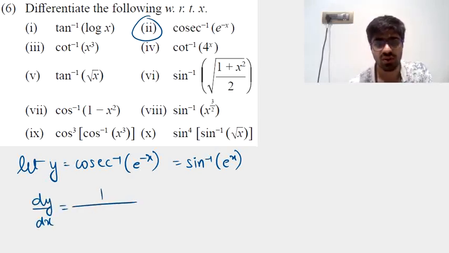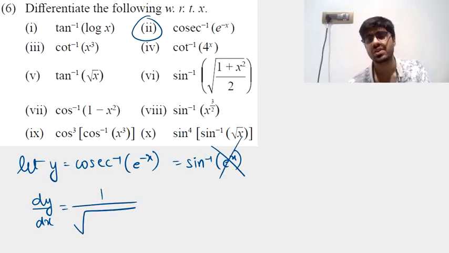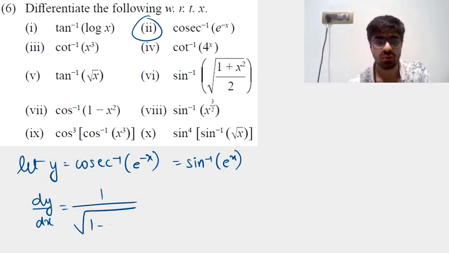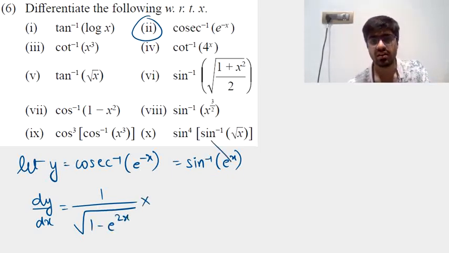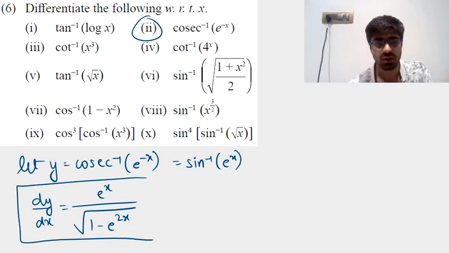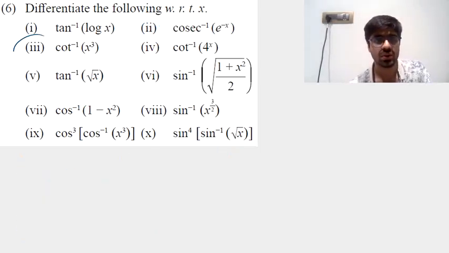So dy by dx will be 1 upon root, the derivative of sine inverse x is 1 upon root 1 minus x square. So 1 upon root 1 minus e power x the whole square, that is e power 2x, into the derivative of whatever had come in place of x, that is into the derivative of e power x, which is e power x. That's what you got in the numerator. Yeah. We continue with the third one.